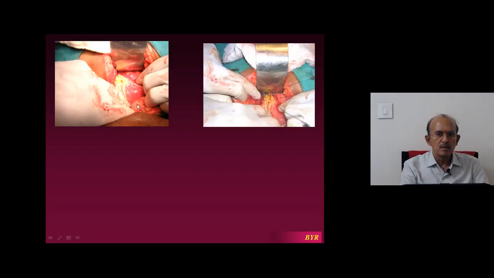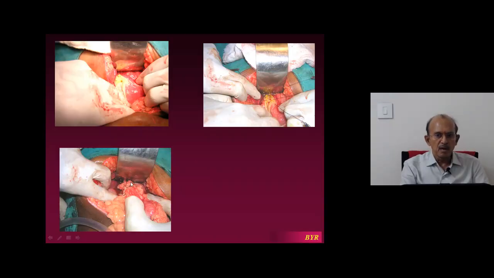So you can see here, this is an operative photograph of a patient with perforation. You see all white flakes. These are all fibrinous flakes that are present throughout the peritoneal cavity. So you can see a small perforation here. Sutures of silk are passed under the perforation, just above the perforation and below the perforation also.